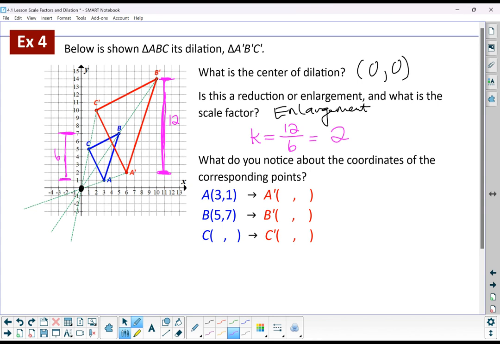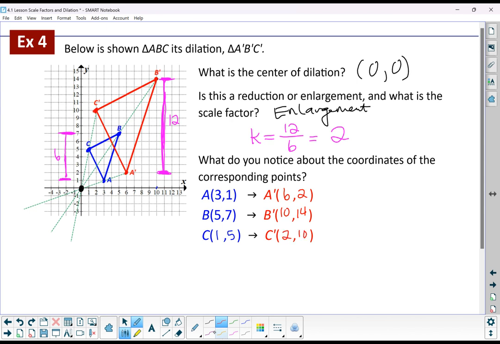All right, we want to look at these points now for a second to see if we can notice anything. Point A is 3, 1. Now let's write down the coordinates of A prime. A prime is right here, that's the point 6, 2. Point B is 5, 7, and point B prime is 10, 14, way up high. Our last point, point C, is 1, 5, and C prime is 2, 10.